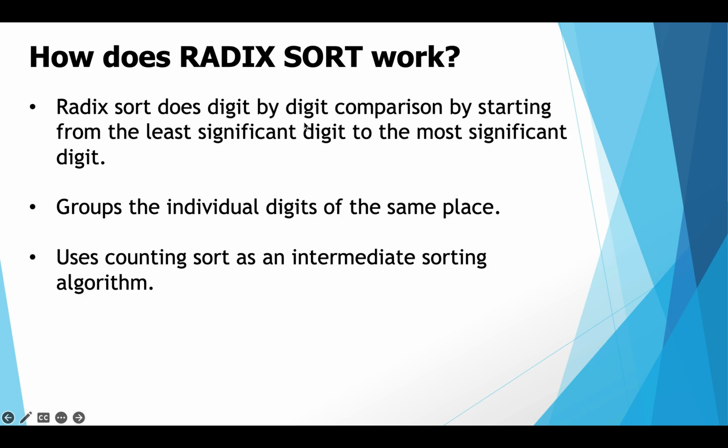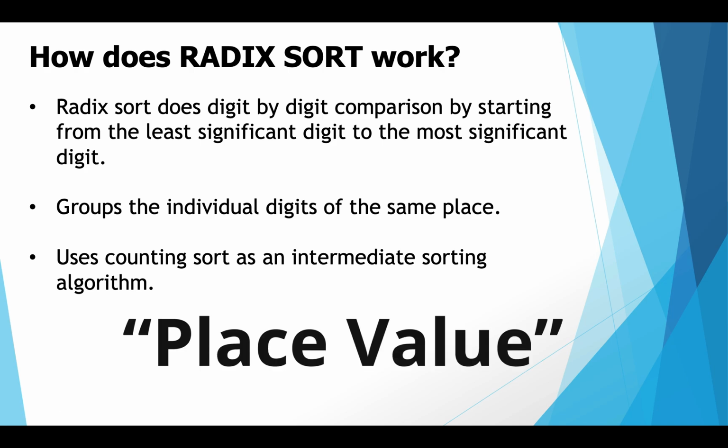Radix Sort does digit by digit comparison by starting from the least significant digit to the most significant digit. It groups the individual digits of the same place value. Now, if you remember the phrase place value with Radix Sort, you will never forget this algorithm.